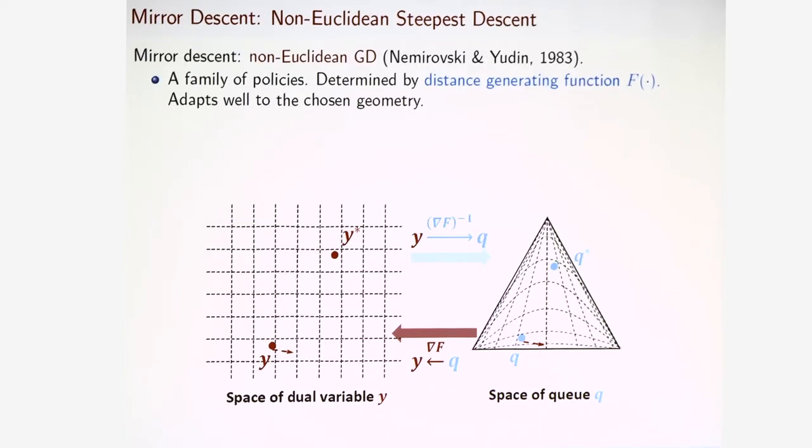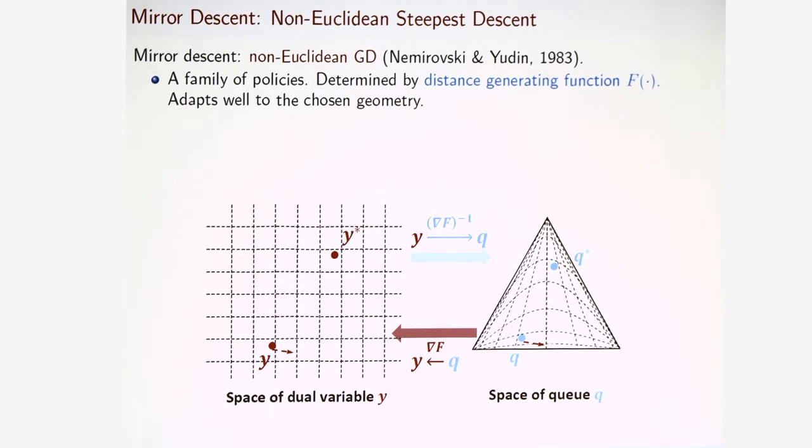And here is a one-slide tutorial of mirror descent. This mirror descent idea was proposed in the 80s by Nemirovski and Yudin. It's actually a non-Euclidean version of gradient descent. It's a family of policies with one degree of freedom, which is your choice of the right notion of distance, a distance generating function f. You choose the function depending on the problem geometry. Let's look at the illustration below.